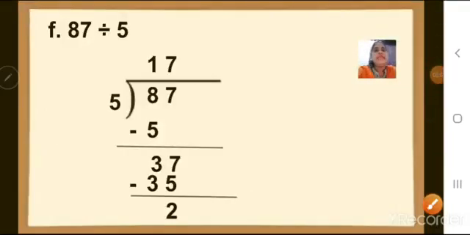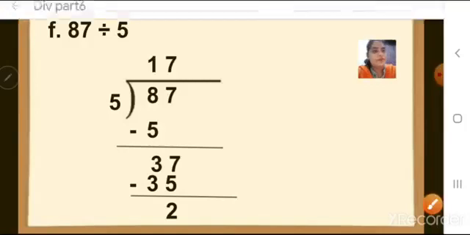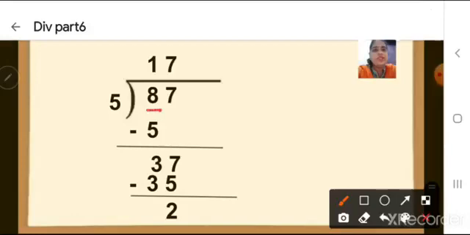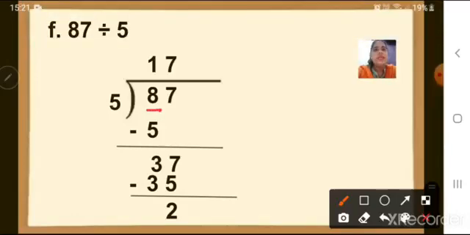Next is 87 divided by 5. Okay, children, write the numbers properly in the proper place. Now let us divide. Take the first number, which is number 8. Okay, we have to see in 5's table 8 will go or not. Now it will not go. So we have to take a nearby number.